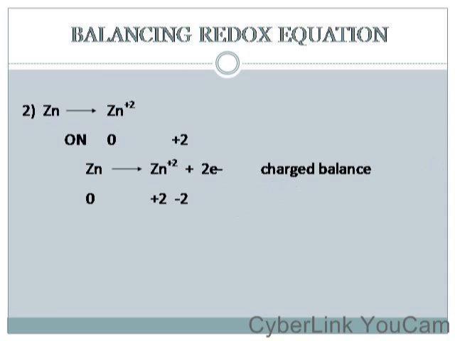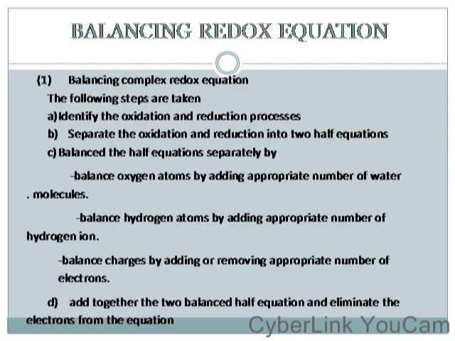Now let's look at how to balance a complex redox reaction. What are the steps that we follow in balancing complex redox reaction? First of all, you identify the oxidation part and then the reduction part. After identifying that, you separate them into two half equations. That means the oxidation half equation and the reduction half equation. Then after that, you balance them separately. You balance the half equations separately.